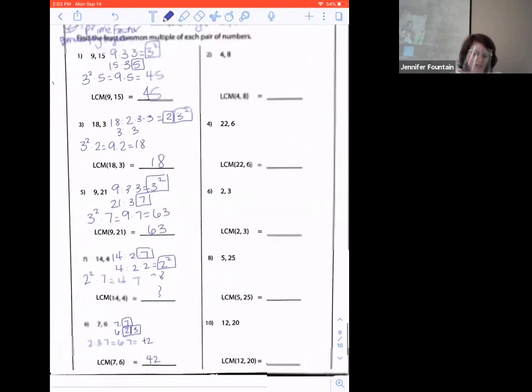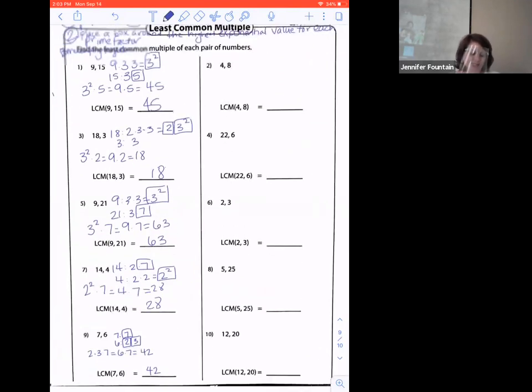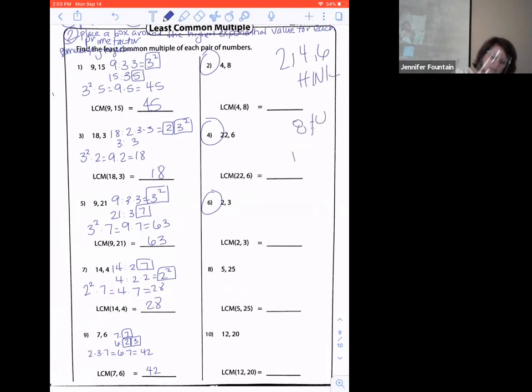All righty. So on these 2, 4, 6, 8, and 10, let's do 2, 4, and 6 for homework. 2, 4, 6 will be homework. And then 8 and 10 will be bonus.